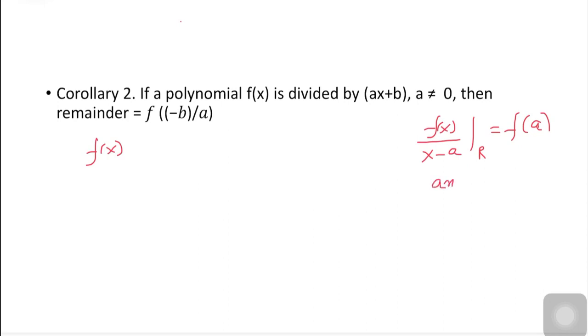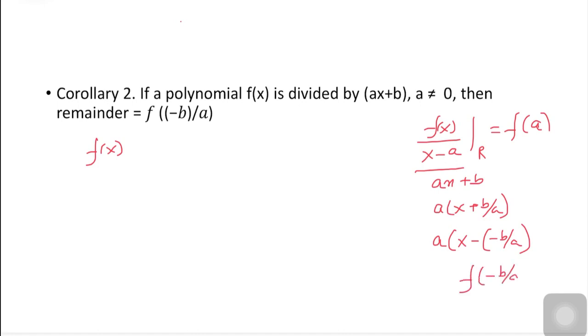So ax plus b, we can write it as a times x plus b by a, or we can write it as a times x minus of minus b by a. So now we have an equation of the format a times x minus of minus b by a. So the remainder, as per the remainder theorem, for x minus a, will be f of a. For x minus of minus b by a, the remainder will be f of minus b by a. So this is a short proof, but we'll try to see the longer version of this proof.